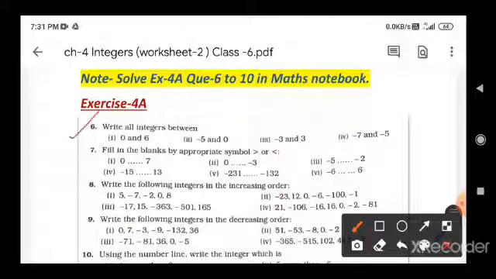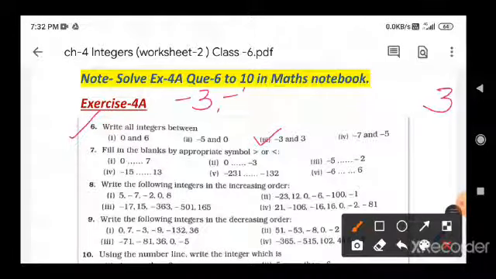So here the question number 6, first of all, the question is: write all integers between. So two integers are given, you have to take any of the questions and write all the integers which lie between those. Like if I am taking the third option, that is from -3 and 3. So if I look at the number line from -3 to +3, I have to reach.